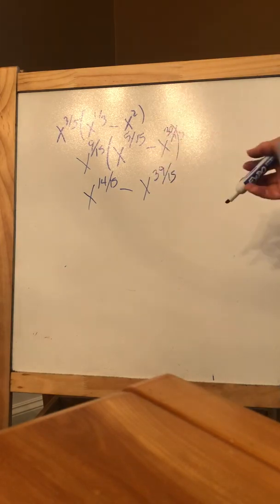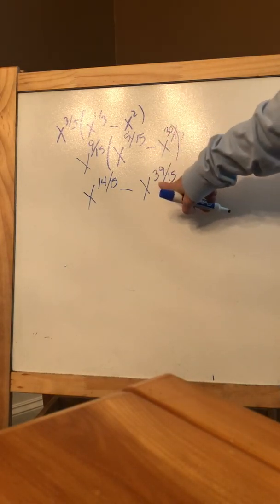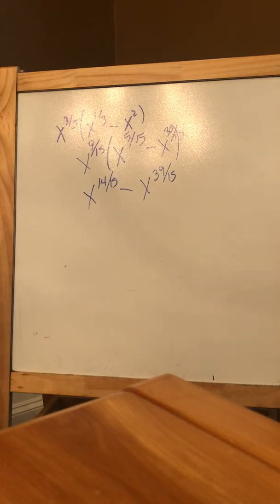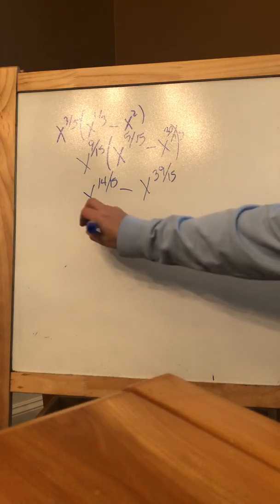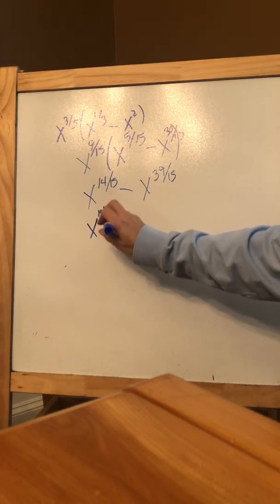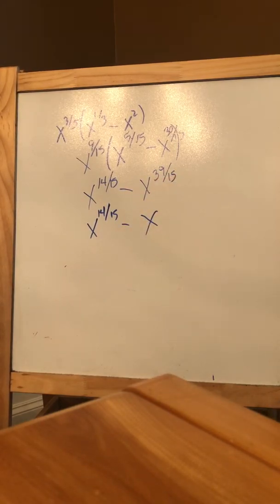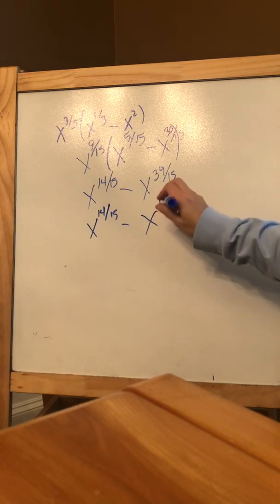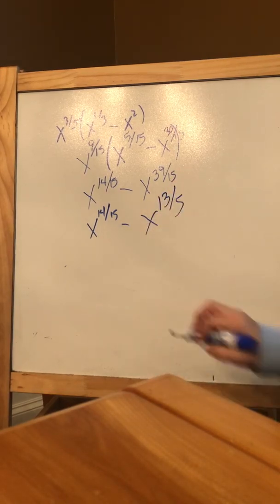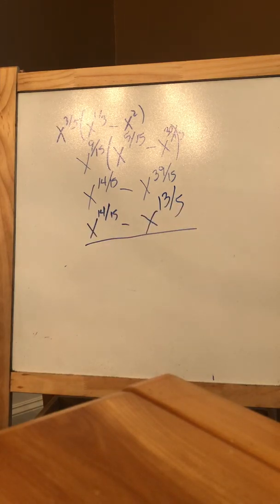Okay, so we can go ahead and this is mixed. We can reduce this. It's all divisible by 3. So we're going to have x to the 14 over 15 minus, let's go ahead and reduce this. Divide by 3. So you get 13 over 5. So there you go. Final answer on that one.